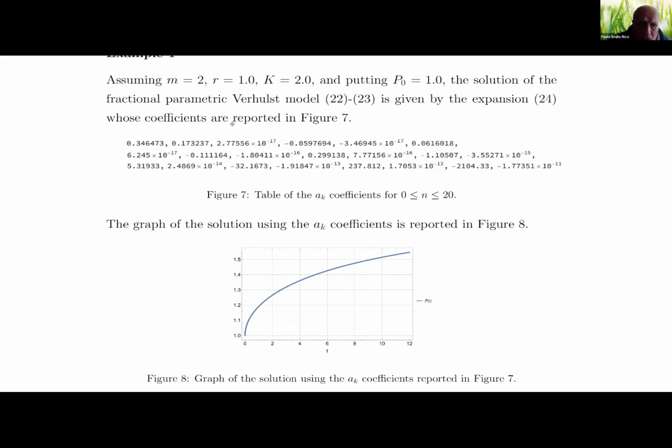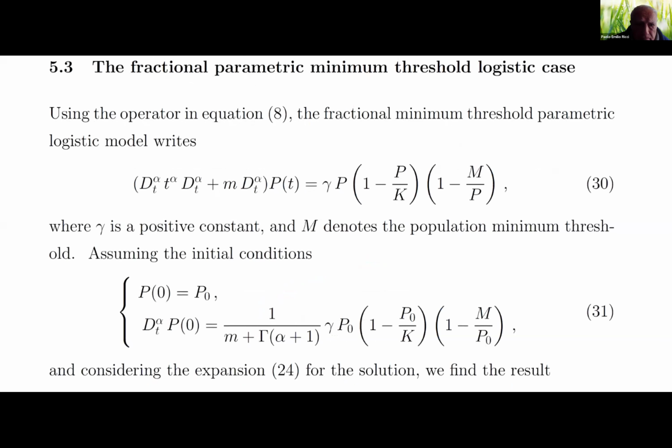Assuming the values of the parameters m equal to r and k, putting the initial condition 1, the solution is given by the expansion we have seen in the previous slide, whose coefficients are reported in this table here. The graph of the solution using the coefficients reported in the preceding table is given in figure 8. Figure 8 is here. It's possible to see how the solution evolves over time.